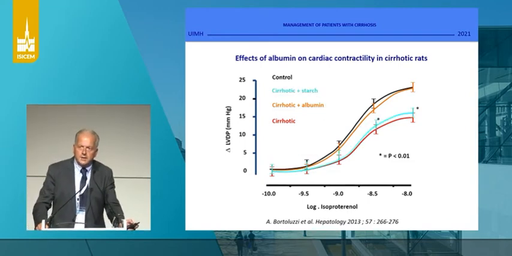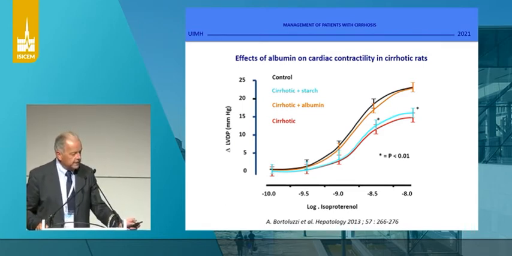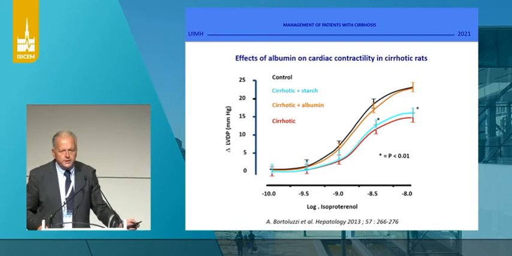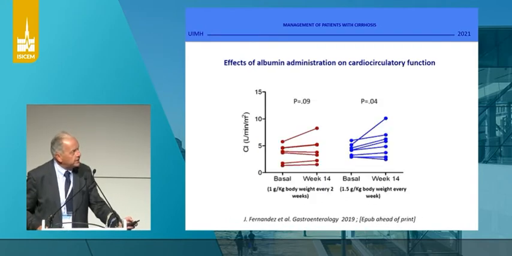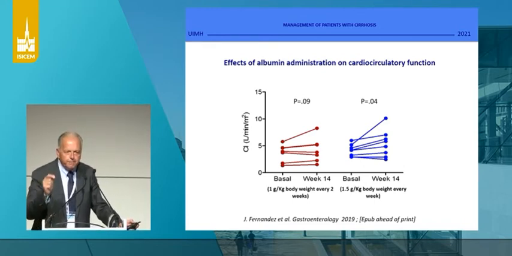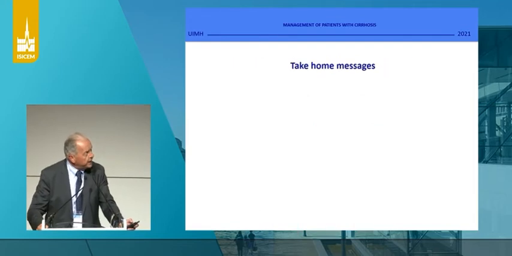You can say, wow, this is an experimental model, but we have proved recently this aspect also in patients with cirrhosis and acute decompensation. Albumin is capable to recover the cardiac function also in these patients. So let me summarize what I said.